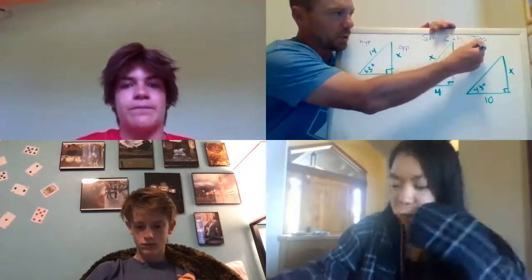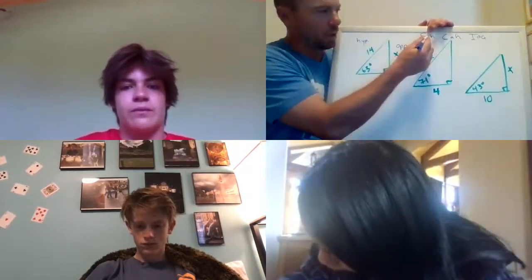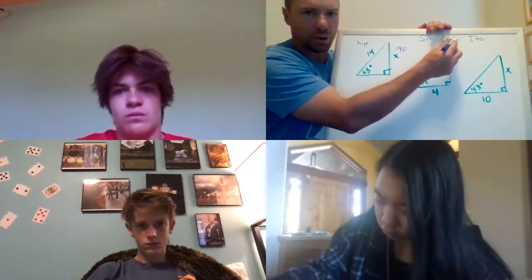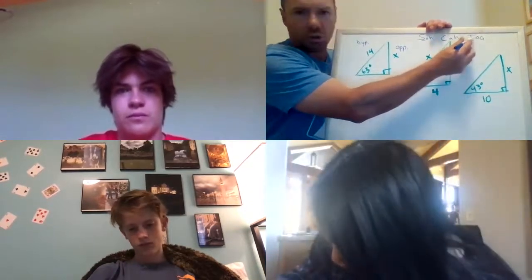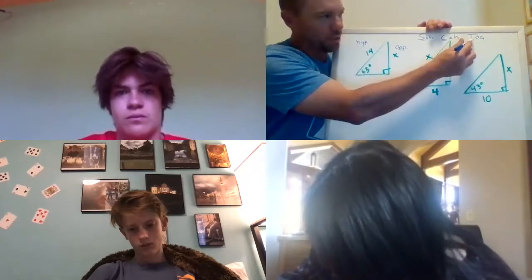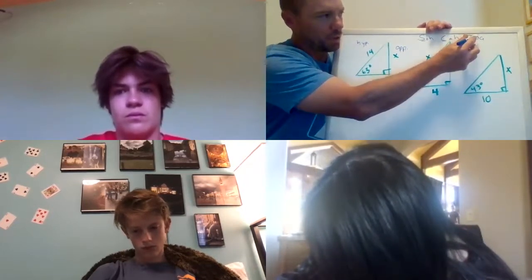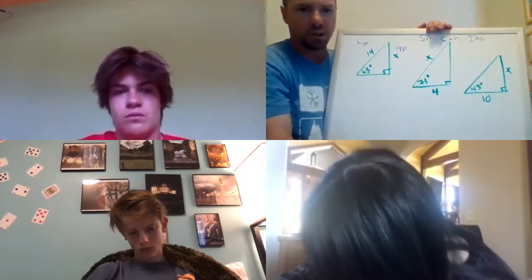and tangent are. So SOH is spelled S-O-H. Sine equals opposite over hypotenuse. CAH is C-A-H. So that means that cosine equals adjacent over hypotenuse. TOA stands for tangent equals opposite over adjacent.